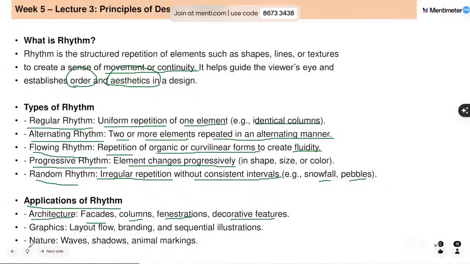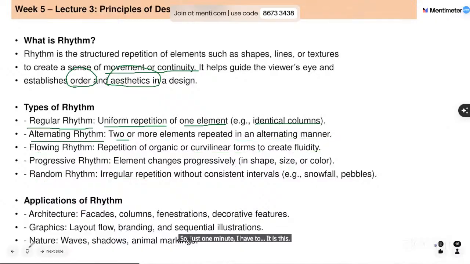So just 1 minute, I have to erase these. Otherwise, it will come on the next slide also.